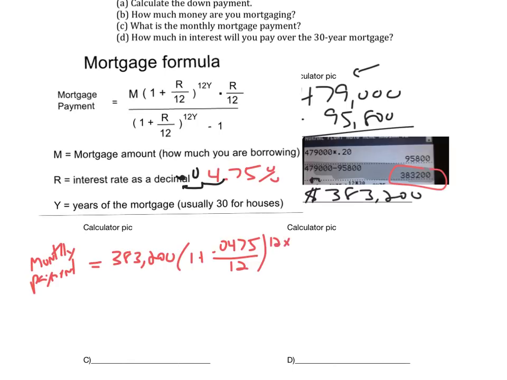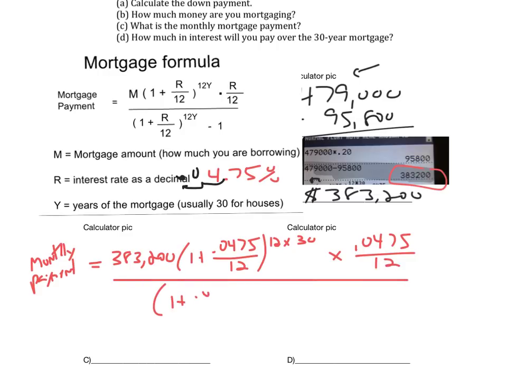Well, these mortgages are for 30 years, so 12 times 30th power. Times another r over 12, so 0.0475 over 12. All over, again, the parentheses, 1 plus 0.0475 over 12. Raised to the 12y, 12 times 30th power. And then we're going to take away 1. So take a moment and then include your calculator picture in this space on the video lesson, and let's figure out Bank 1's monthly payment without taxes.